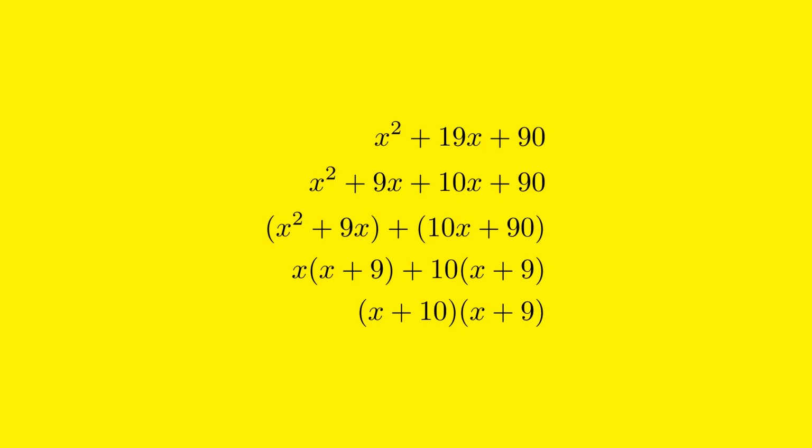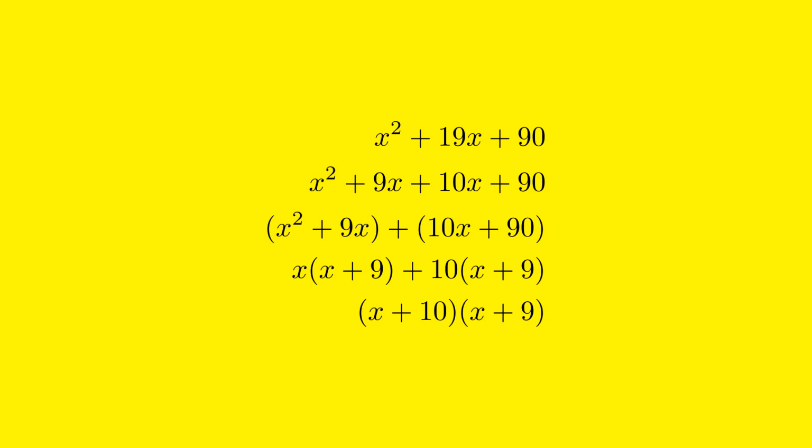Factor out the greatest common factor from each pair. For the first pair, x is the common factor, so it becomes x times (x plus 9). For the second pair, 10 is the common factor, so it becomes 10 times (x plus 9). Notice that x plus 9 is a common binomial factor. Combine the terms to get (x plus 10) times (x plus 9). These are the factors of the quadratic expression.